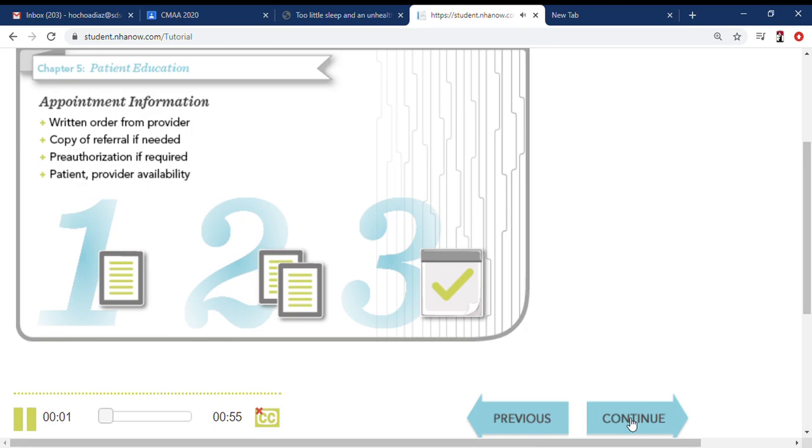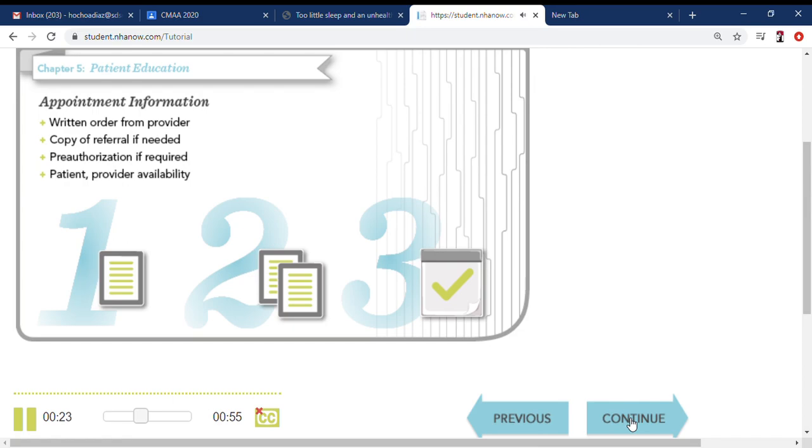When setting up appointments for diagnostic testing or procedures, take the following steps. Number 1, get a written order from the provider that describes the exact procedure he will perform. If he needs a referral, make sure you have a copy of that. This paperwork provides the necessary documentation for the test or procedure.